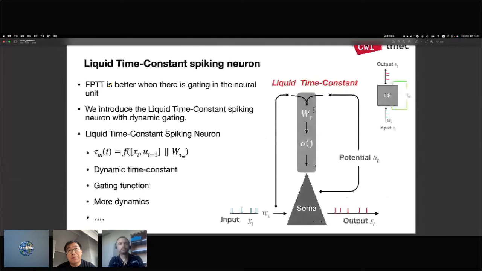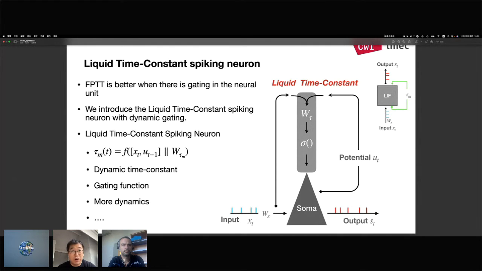To make our FPTT work better, we introduce a liquid time-constant spiking neural network with dynamic gating. In comparison with the traditional leaky neurons, where the time constant is just a fixed number that can be initialized and trained, here we want the neuron to determine the time constant by the input and the neuron state itself. So we introduce the liquid time constant, where the time constant is calculated based on both inputs and current neuron states. So it plays a role like a gating mechanism in the time constant calculation, more like the GLU neural networks. It gives the spiking neurons more dynamics.